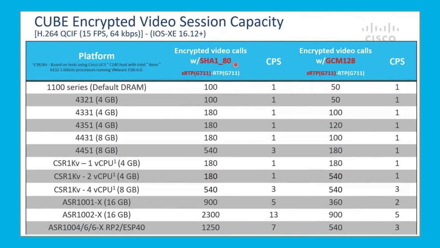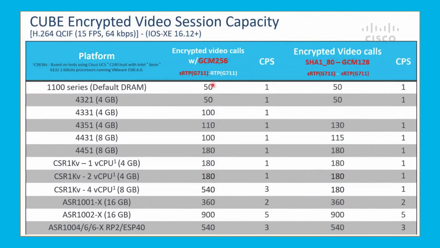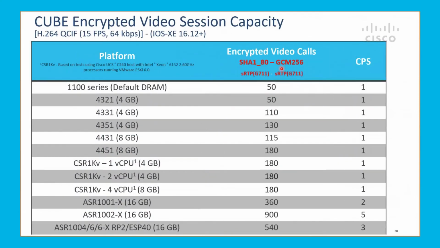The first one with SHA-180, this column with GCM 128, GCM 256, SHA-180 to GCM 128, and then finally SHA-180 to GCM 256. So these are basically, if you have video calls running on Cube with this encryption type, how many encrypted SRTP to SRTP video calls you can expect with SHA-180 to GCM 256, along with the CPS.